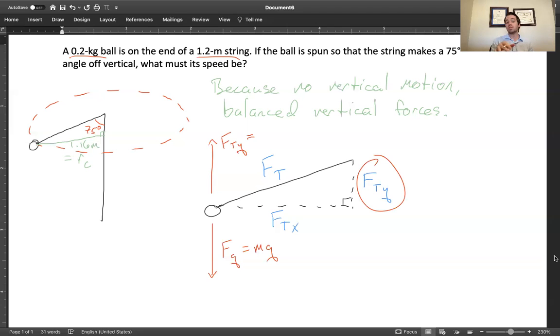But wait a minute, didn't we just say that because the ball is not moving vertically, it must be held in equilibrium by equal vertical forces? So really, Fty is also equal to mg. Okay, so this is my next thing that I'm going to make some progress with. This has to have Fty equal to mg. I'm going to keep track of that over here.